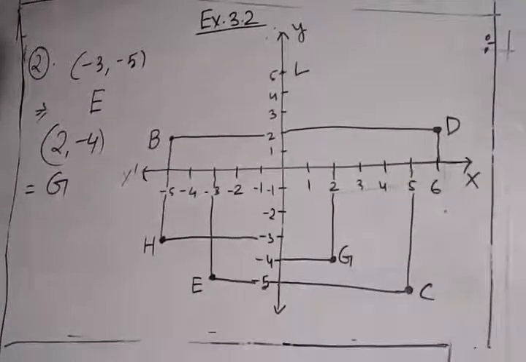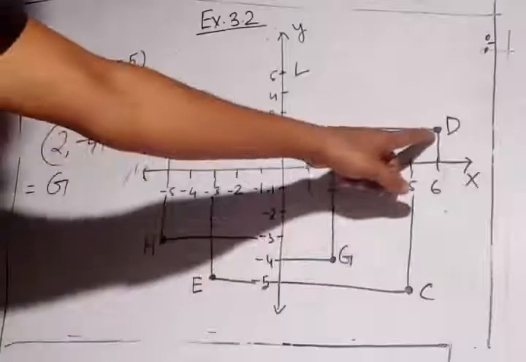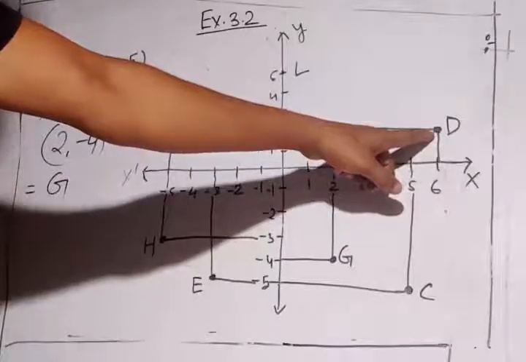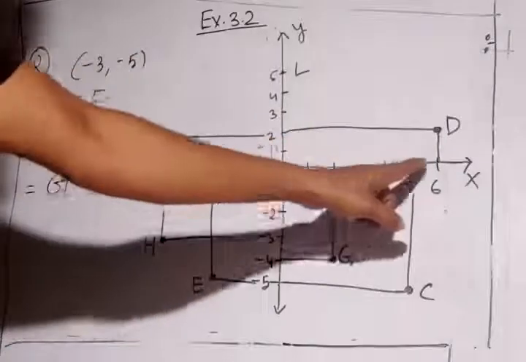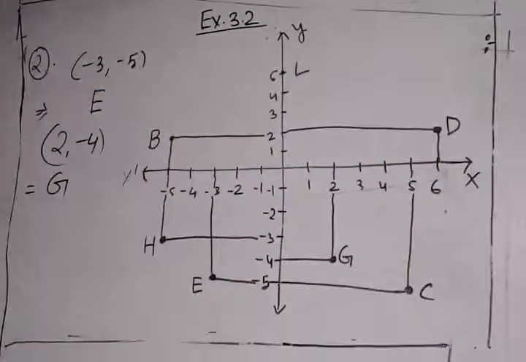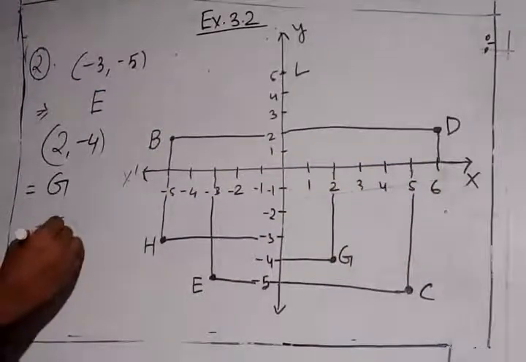Now the next one is the abscissa of the point D. I said that abscissa means the value of x. What is the abscissa of the point D? What is our point D? This. In D, what is the value of x? Abscissa means value of x. The value of x is here 6. So the abscissa of point D is 6.